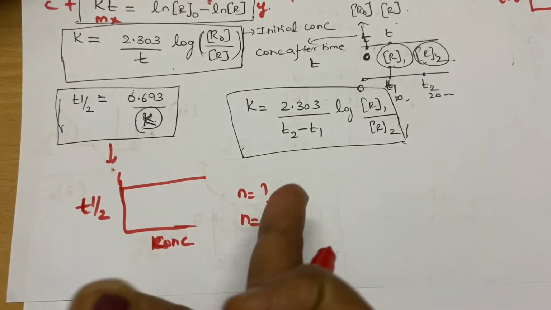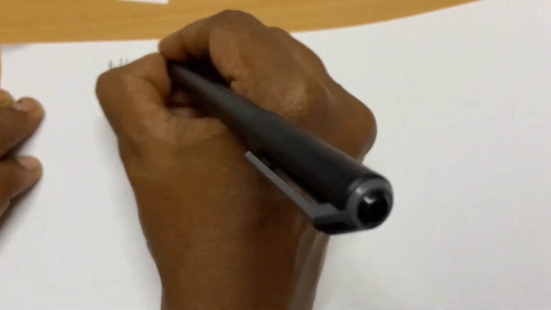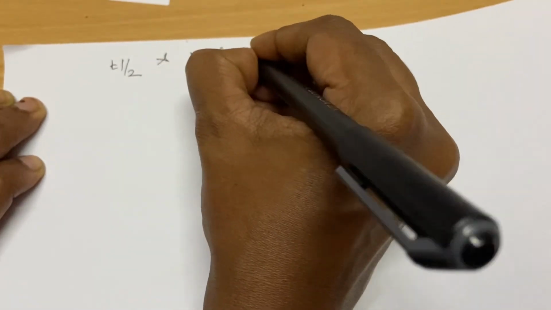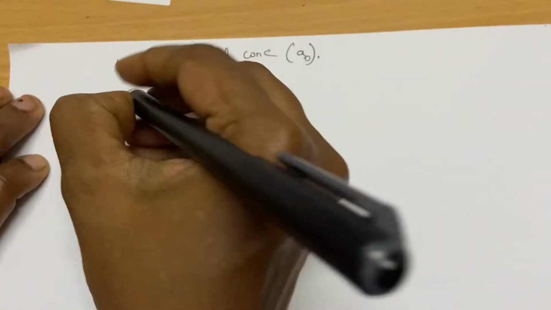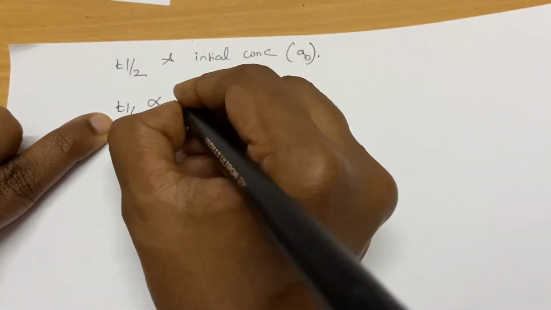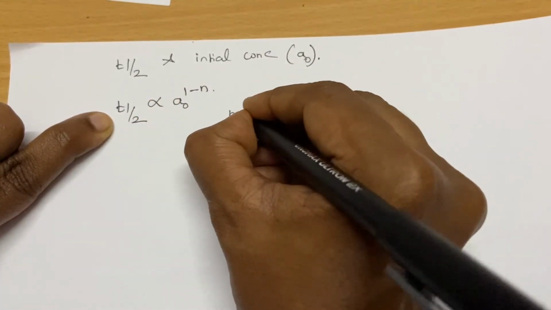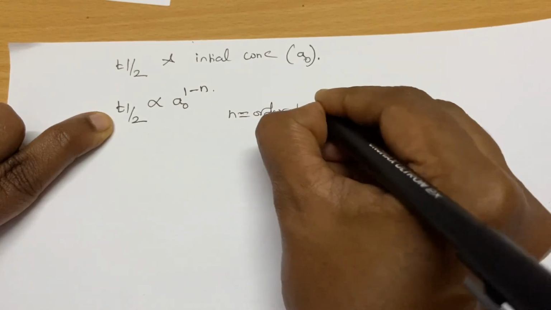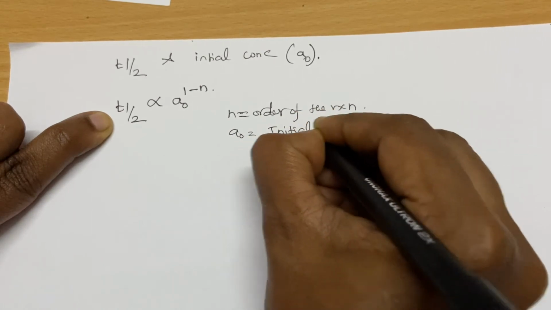Anyway, I am going to tell you a trick based on this. You need not remember all these things. The trick is the relation between the half-life period and the initial concentration. The initial concentration I am going to represent here as A naught. See, take this, students: T half is directly proportional to A naught to the power of 1 minus n, where n is equal to the order of the reaction, and A naught is equal to the initial concentration.